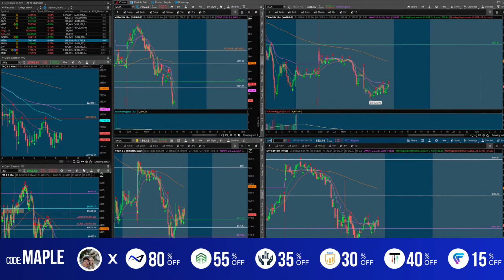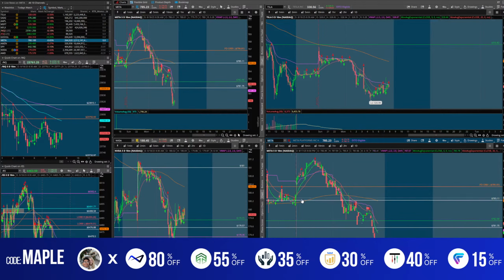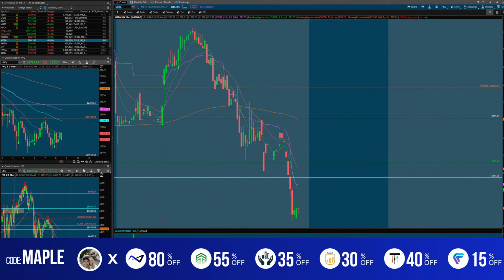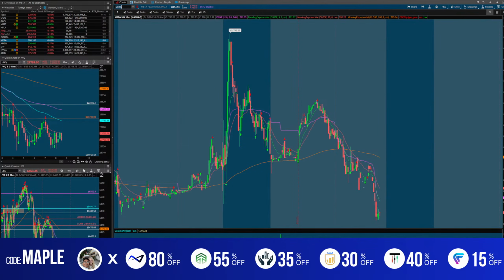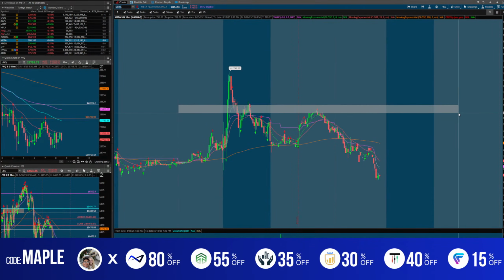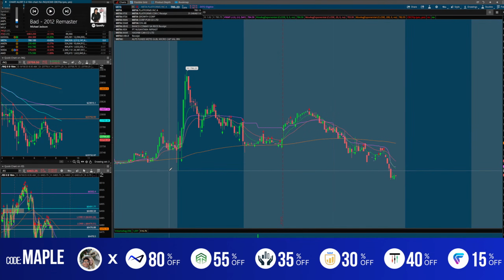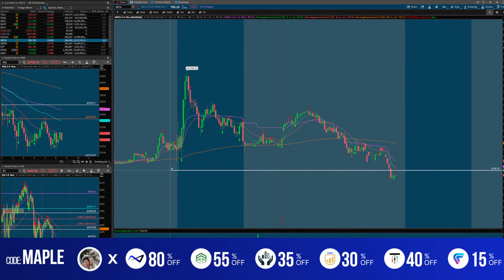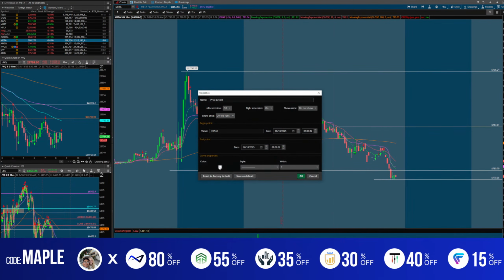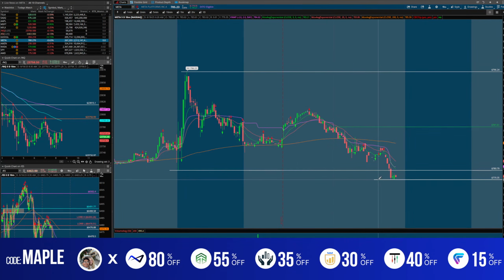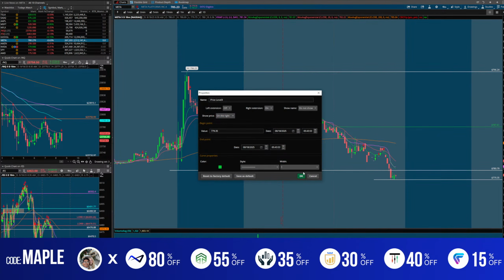All right, so let's begin the prep here with Meta. 10-minute chart, clear the set. Big rip and dip yesterday or on Friday. Okay, let's mark previous day low, previous day high, pre-market low, and the pre-market high. Our pre-market levels are green, previous day levels are purple.